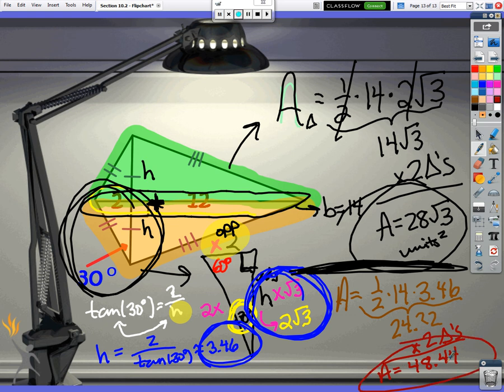But guess what, 48.44 is the approximation of the exact answer. It would come from that 28 root 3. So again, there's your 2 possible answers I'd be looking for: 28 root 3 or approximately 48.44, or 48.4 if you wanted to go to the nearest tenth. And that is all for this video on area of rhombuses and kites.